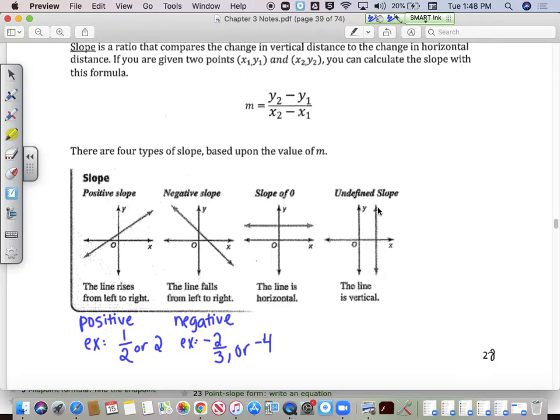However, undefined slopes, which look like this, are vertical lines, and vertical lines are called undefined slopes because once we look at how to find them, when you find these slopes, what happens is the denominator for your slope, the ratio comparing your change vertically to horizontally, the denominator is 0. And because you can never divide by 0, we actually can't define the slope. This slope is so steep that we can't define it.